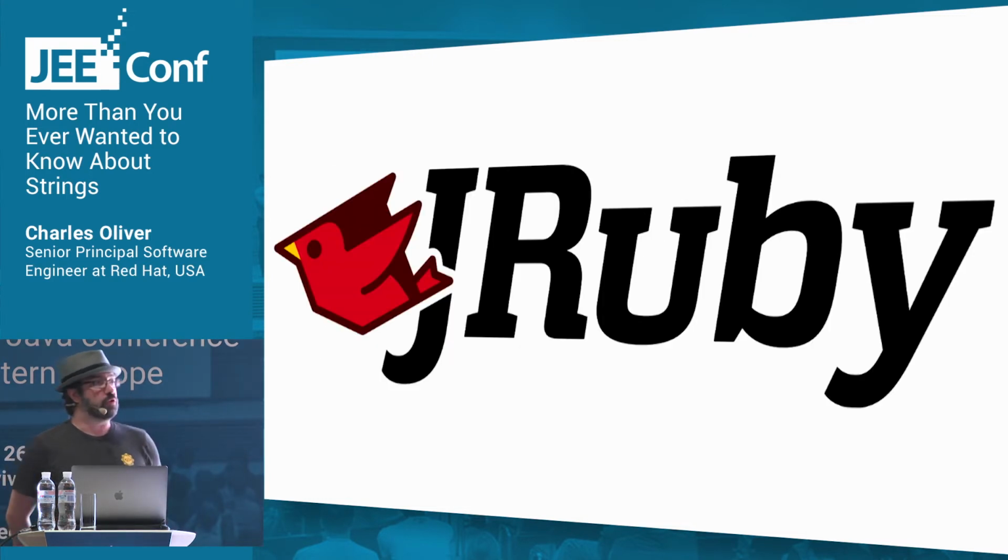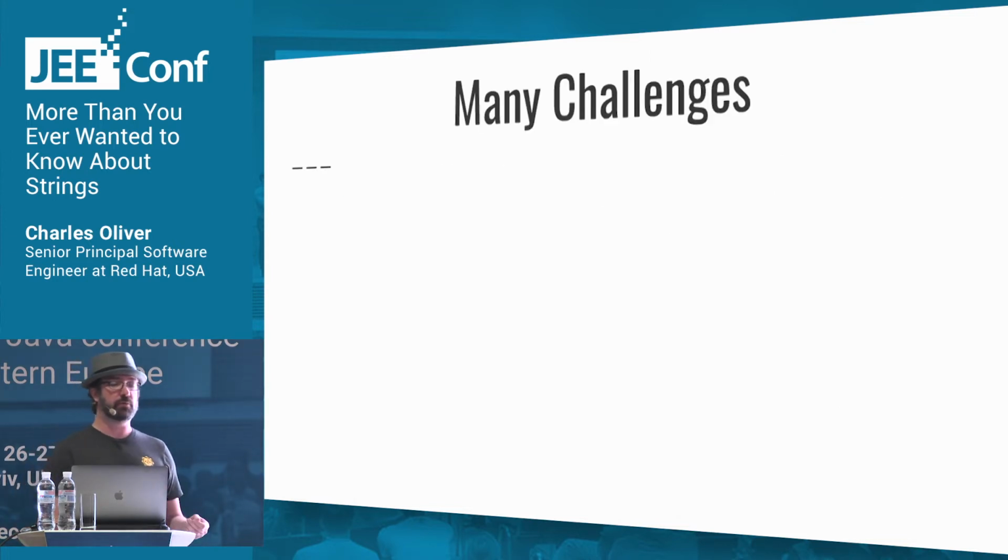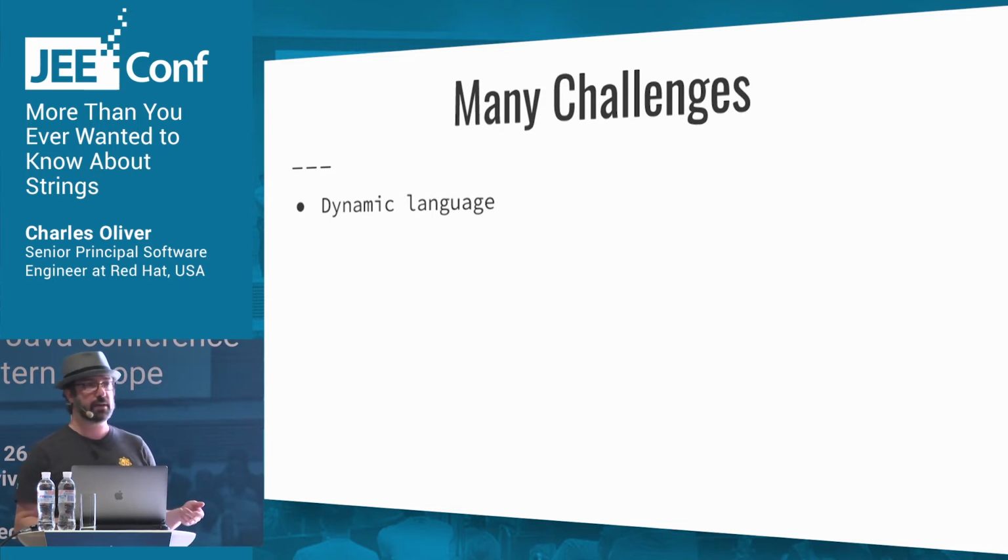So, JRuby. For those of you who don't know, JRuby is an implementation of Ruby on top of the JVM. And in the process of developing JRuby, we've had many challenges to deal with. Of course, it is a dynamic language, and we would like to make Ruby run as fast as possible. That means we have to do a lot of interesting tricks. We have to use newer features like invoke dynamic. We have to do our own lazy compilation, our own optimizing. So there's a lot of work to be done there to make Ruby run fast on top of the JVM.